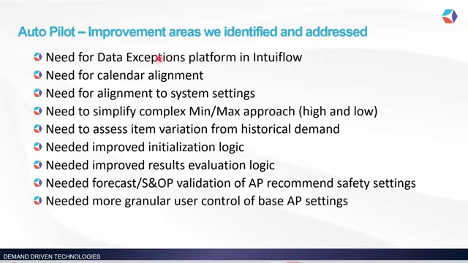And so we found the need to build out a data exceptions platform. I'll show you that when we get started in the demo. We also recognized that we really needed to be aligned to all the calendar dimensions. What is our operating calendar? Are we using a feature called planning calendars where you can only order on certain days in the week? Any of the other system settings.